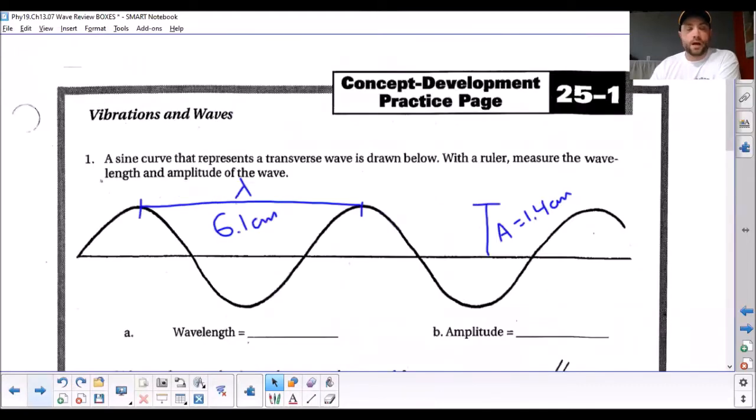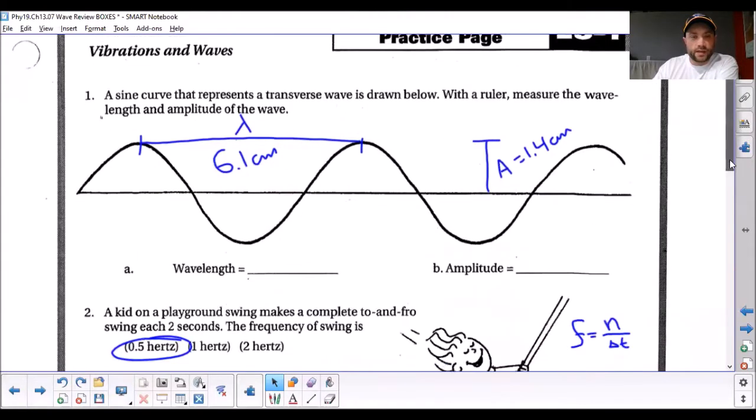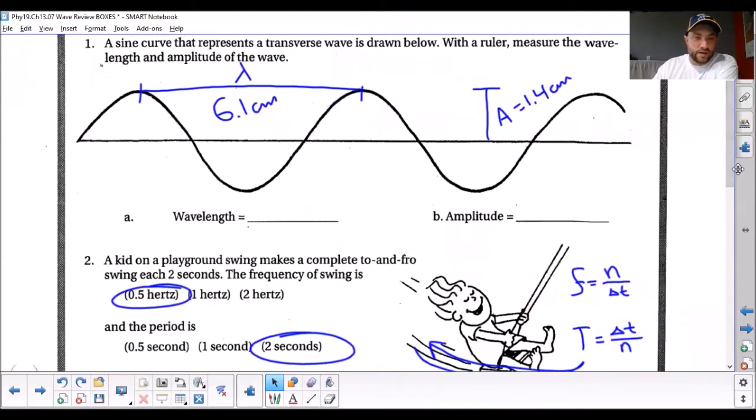All right, here's the worksheet that hopefully you worked on yesterday, or last class, I should say. The first thing is to measure the wavelength. If you didn't get a chance to print it off, I guess you really had a hard time measuring it, but I got 6.1 centimeters when I measured it. And the amplitude is from this baseline, from this equilibrium line to the top of the wave, the crest of the wave, and I measured that to be about 1.4.